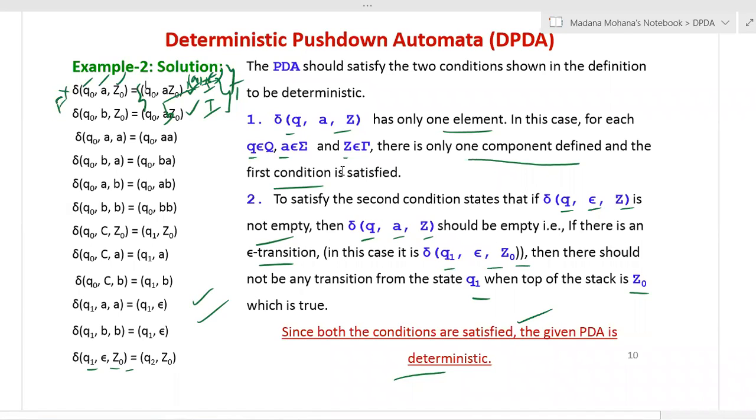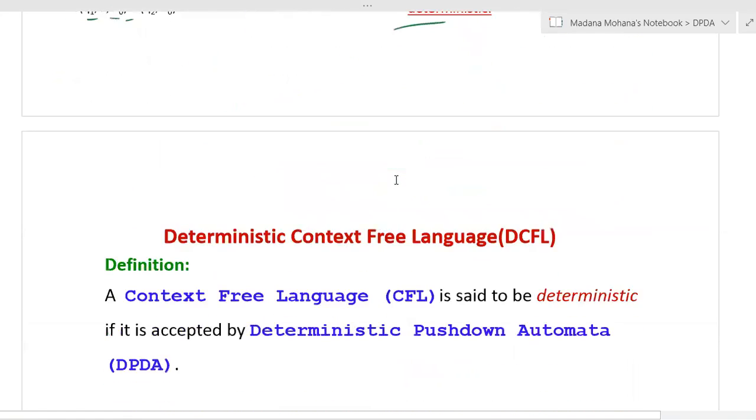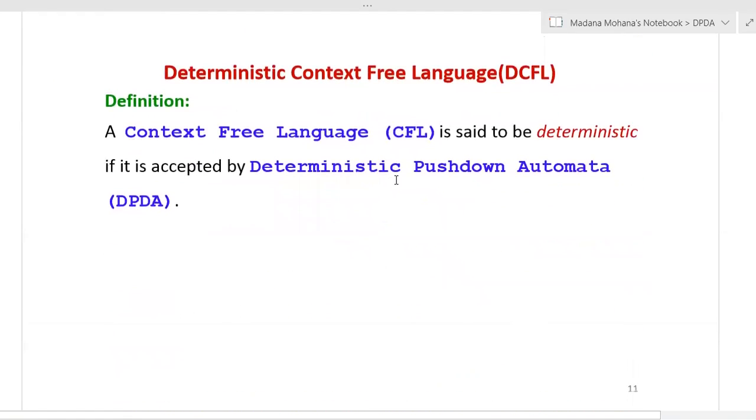Then what is this one called? By default, it is a non-deterministic pushdown automaton if it doesn't satisfy the conditions of a deterministic pushdown automaton. Now, that's all about checking whether a PDA is deterministic or not.